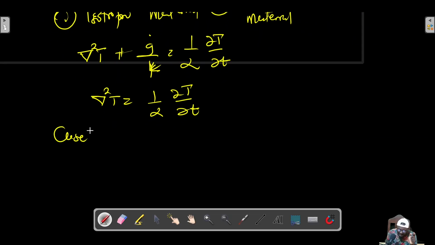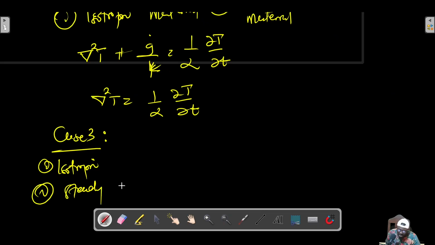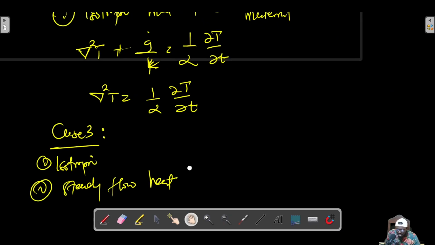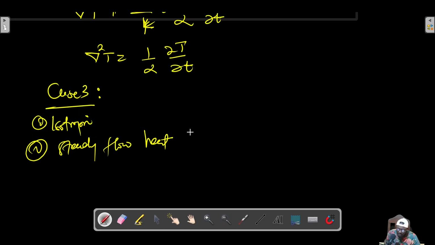Now, case 3. There are so many cases. It all depends on the assumption you make. Now, the third case is when, one, the material is isotropic, and then 2, we have a steady flow heat transfer.